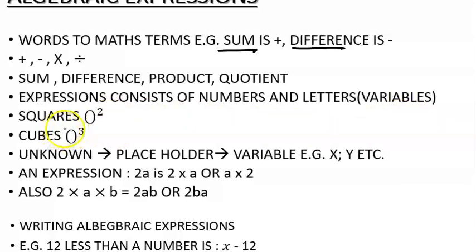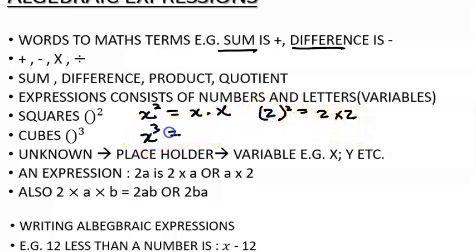We also need to know, for example, what are squares and what are cubes. Let's look at an example. What is a square? X squared is equal to x times x. 2 squared is equal to 2 times 2. X cubed is equal to x times x times x. Remember, the dot means multiplication. 3 cubed is 3 times 3 times 3.